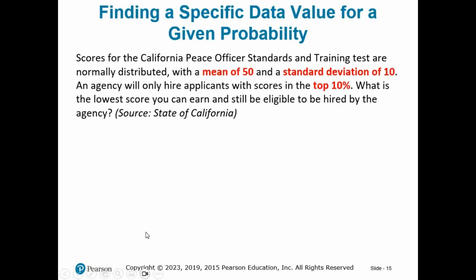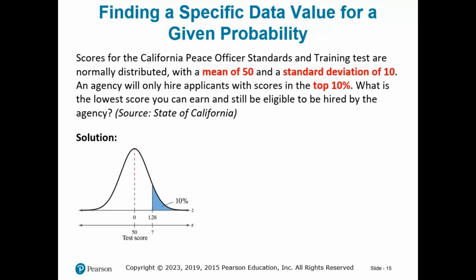Scores for the California Peace Officer Standards and Training Test are normally distributed with a mean of 50 and a standard deviation of 10. An agency will only hire applicants with scores in the top 10%. What is the lowest score you can earn and still be eligible to be hired by the agency? So if we look at the graph, we can see this is a right-sided question. So we're going to have to do some manipulation.